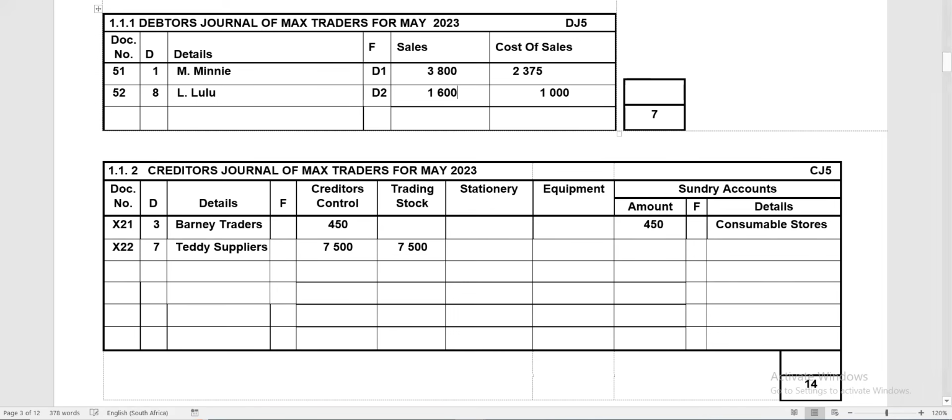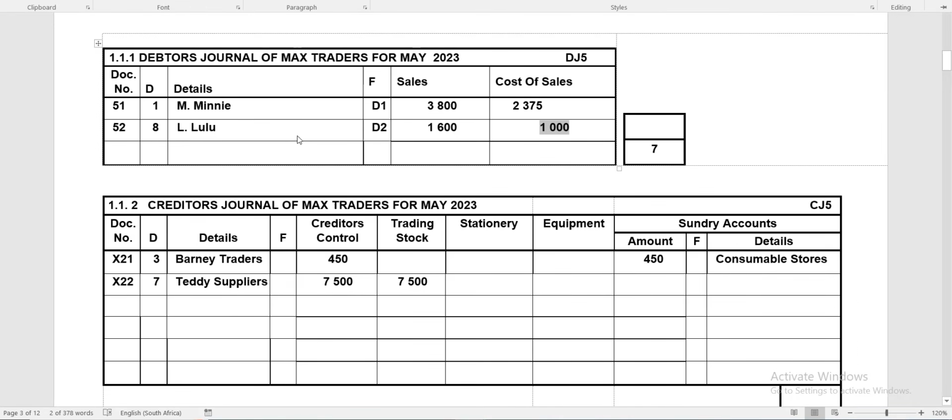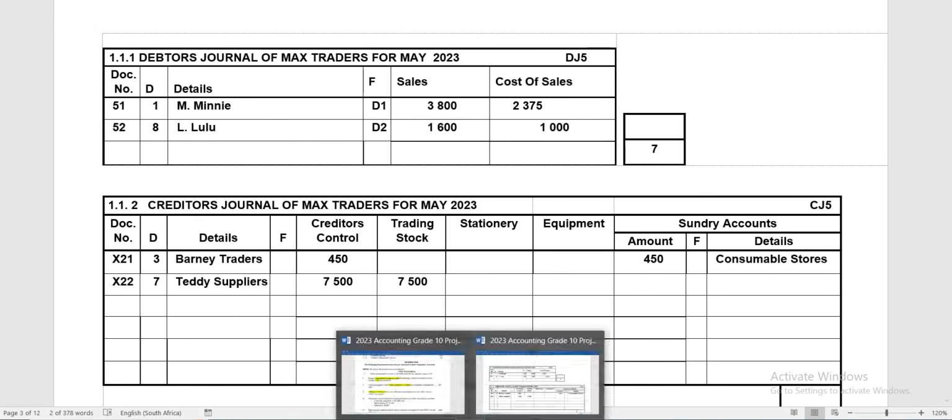If you look at this, you'll realize that we might have been done recording for the debtors journal because it's only 7 marks. But if we are done, we will try to close it off. Please pay attention to such things. We've recorded properly. Let's go to the next one.